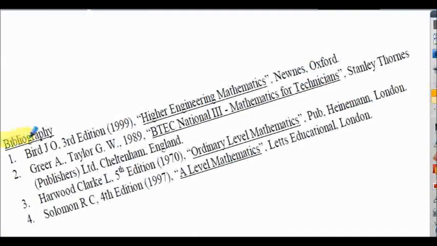And here's the bibliography used to help generate this presentation. Some very good technician engineering textbooks stated here for your reference.